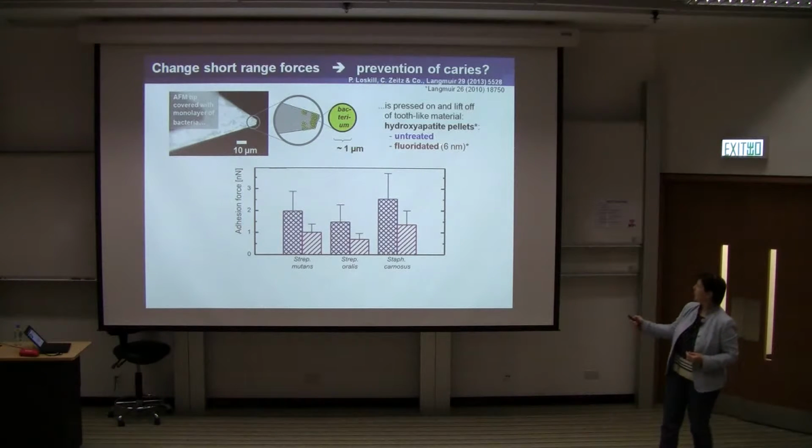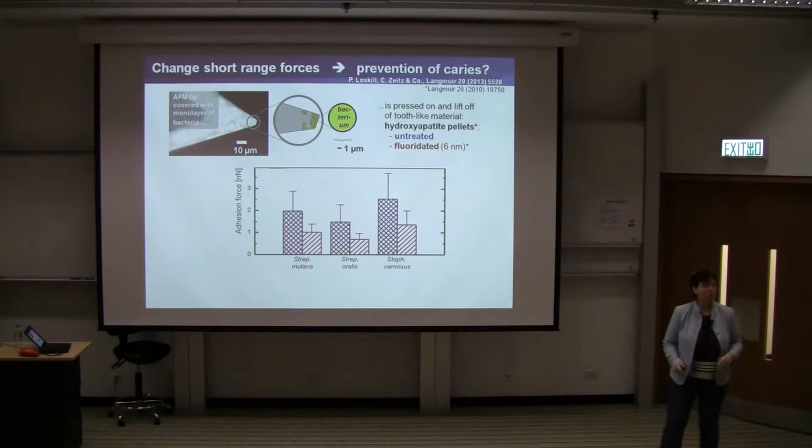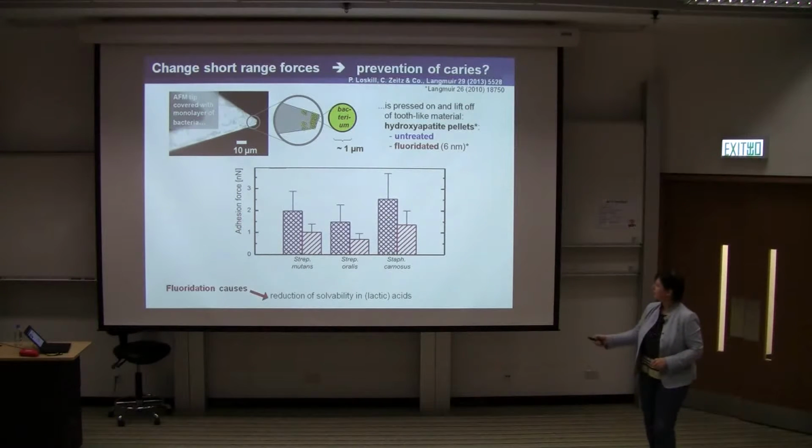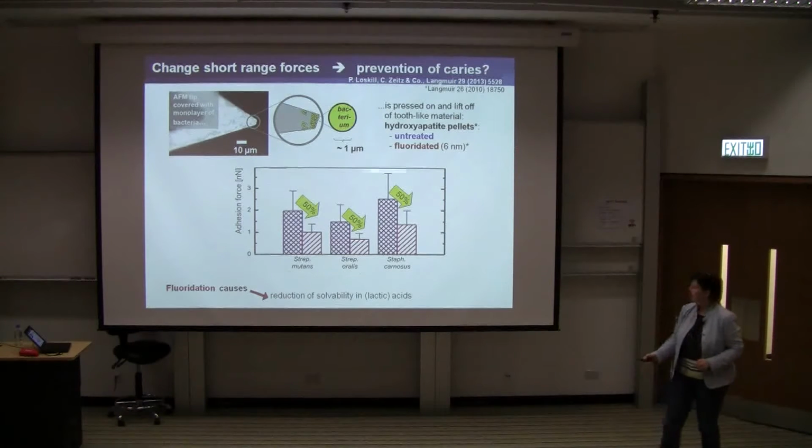Why? So here we have hydroxyapatite pellets mimicking very smooth tooth, and we have untreated ones, and we have ones that have been dipped into a typical mouthwash containing fluoride. And we now record the adhesion force, you see here in nanonewtons, for the different bacteria that live in our mouth, compared here to the one that lives in our skin. Then you see that the adhesion force is lowered by a factor of 2 again.